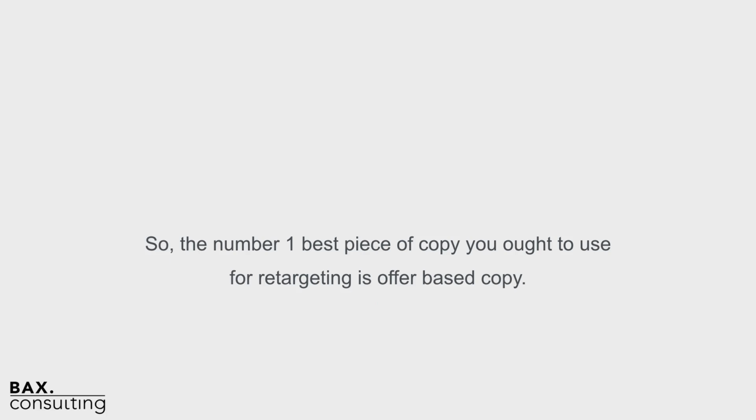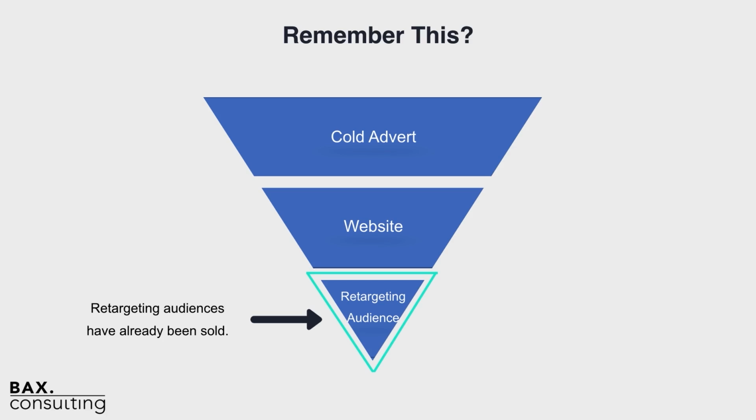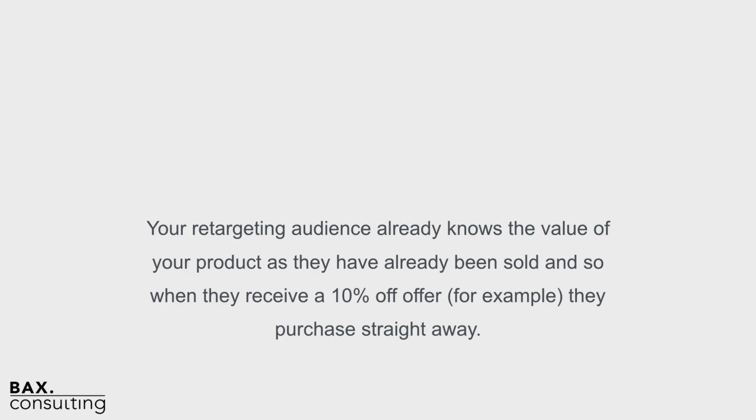So the number one piece of copy you ought to use for retargeting is offer-based copy. Remember, retargeting audiences have already been sold. Your retargeting audience already knows the value of your product. And so when they receive a 10% off offer, for example, they purchase straight away because they know the value of it. They know the value is $100, for example. But once they receive that same product for $90, they're just like, oh my God, this is a great offer. I'm buying right now. That's why it works so well. So that's the first thing. Offer-based copy for retargeting will always produce an unmatched ROAS.